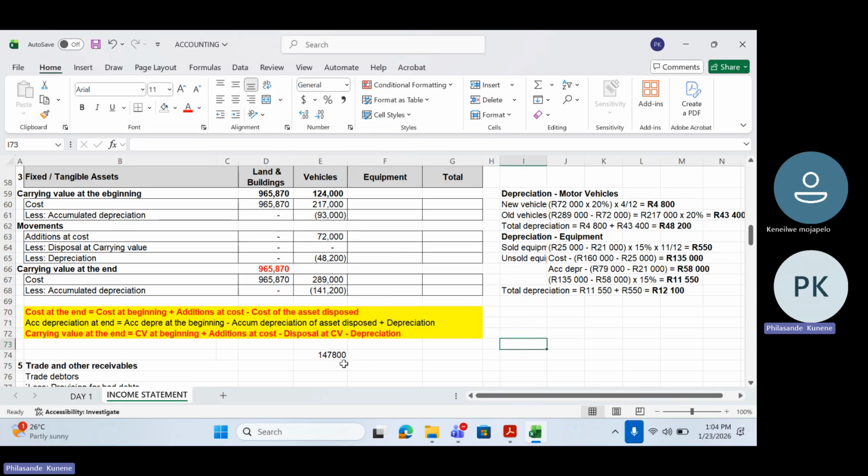Where did you last hear me? I said if you use the other method, how much do you get? Firstly, you told me 147,800, right, if you use this formula. Then I said if you're using the other one, how much are you getting?